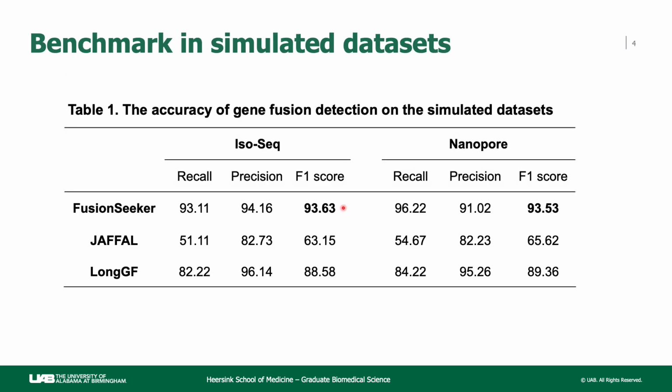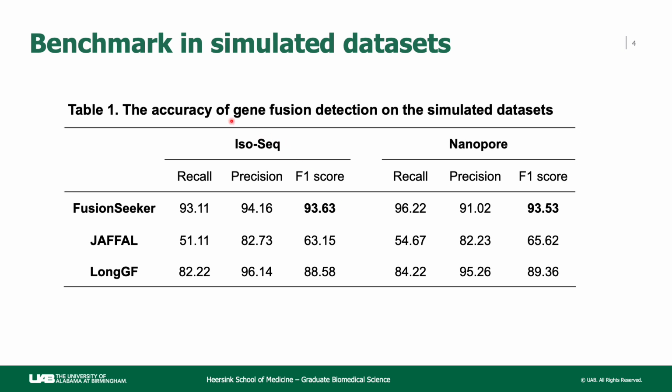And then the first thing we did is we benchmarked the performance of FusionSeeker in the simulated datasets. So we simulated a human transcriptome with all the normal transcripts plus 150 gene fusions. So we randomly picked 300 genes and assigned them into 150 gene fusions. And for 100 of them, we have the breakpoints located in the exons, and for the remaining 50 events, we have the breakpoints located in the introns.